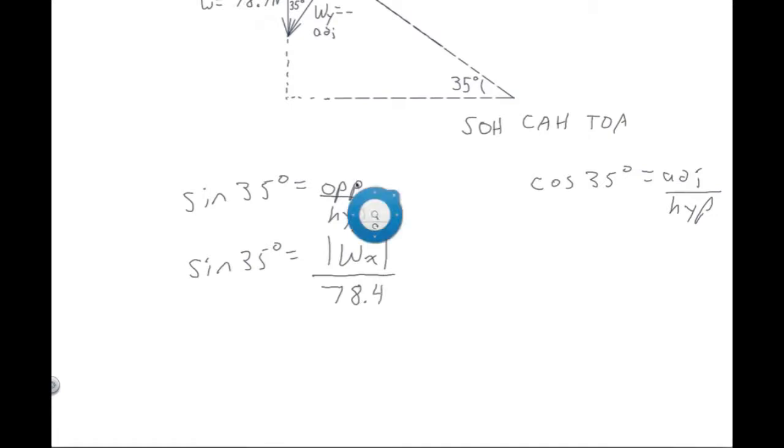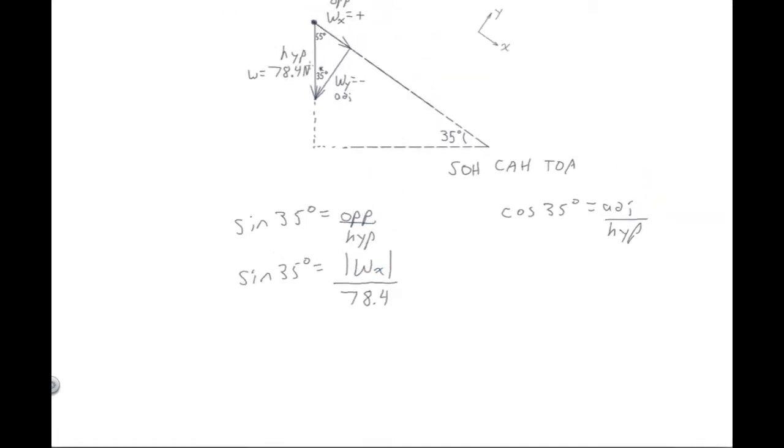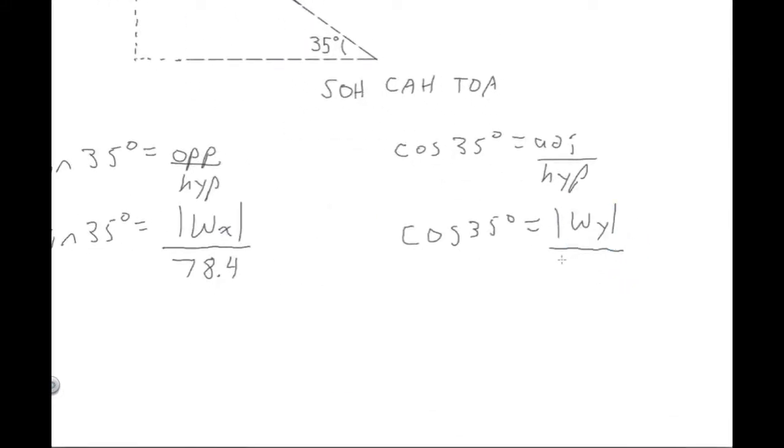Notice that whenever you write a number in physics by itself, you should always include the units. But when you substitute a number into an equation, it might be better to leave the units out to keep the math simpler. But whenever you write numbers in physics by themselves, always include the units. Adjacent here is the magnitude of W sub y. Hypotenuse is 78.4.